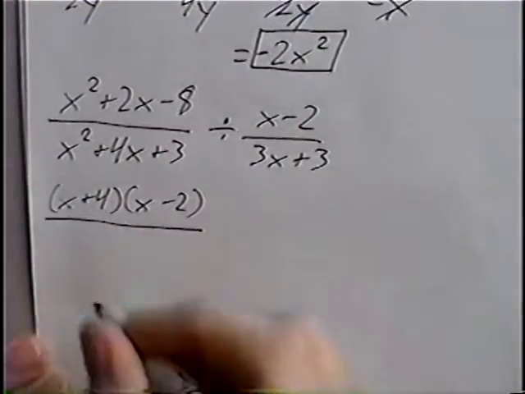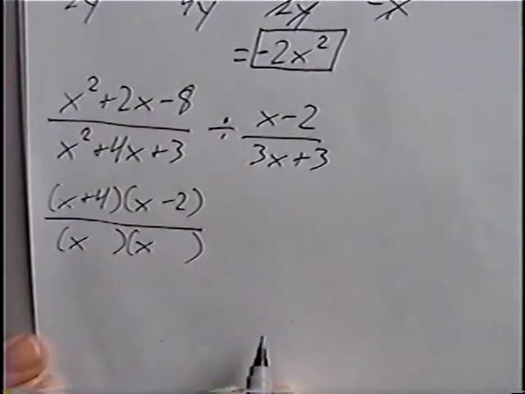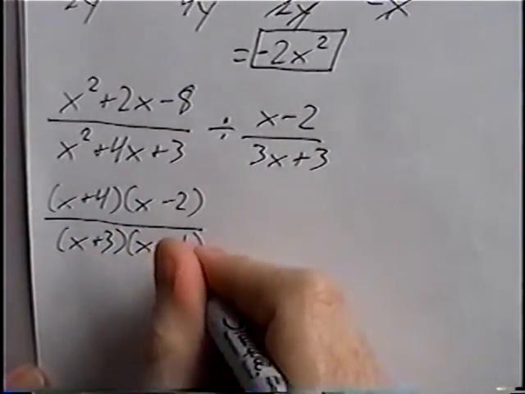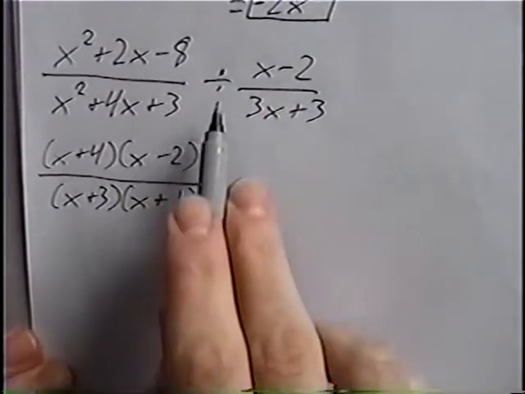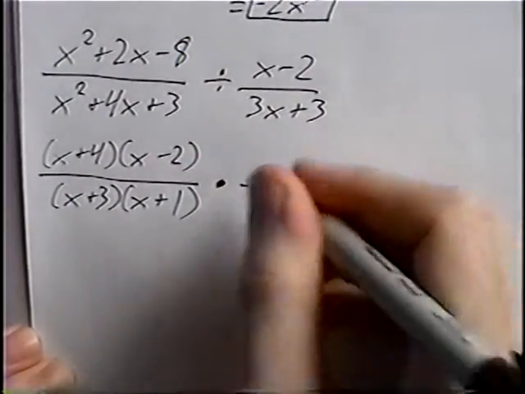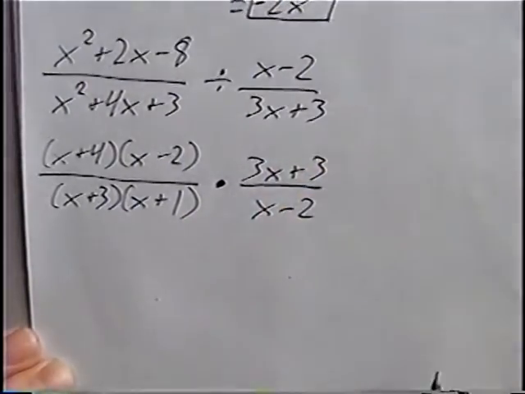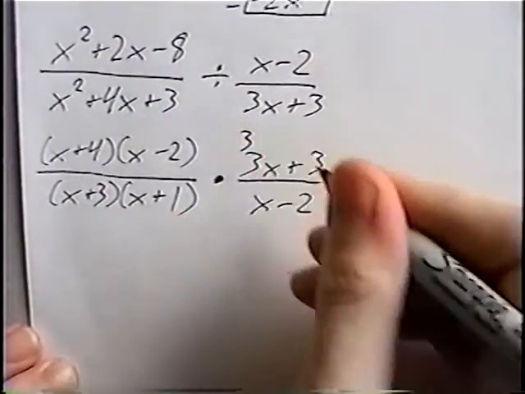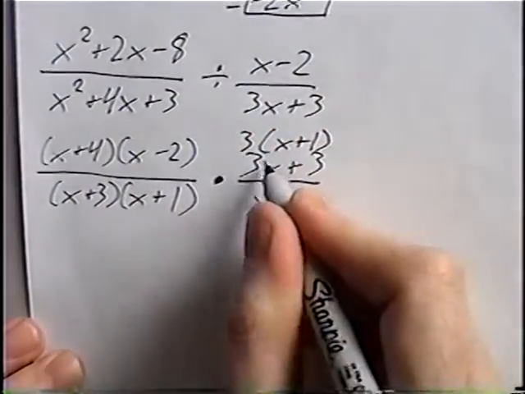If you factor the denominator, same thing, you'll have two parentheses. It has to multiply to get 3, add to get 4. That would be x plus 3 and x plus 1. Just like the previous problem, we're dividing by a fraction. You can change that to multiplying and take the reciprocal, or flip the second fraction upside down. The 3x plus 3, we can actually factor that. If you take out the greatest common factor, you'll be left with 3 and then x plus 1.